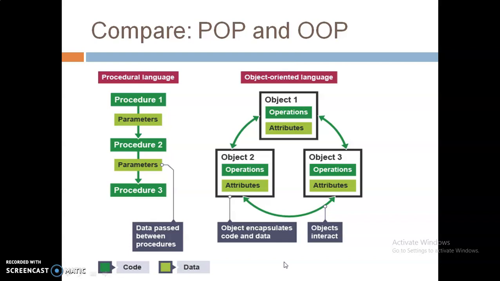So, we can say that the data is passed between procedures in this way. Here, at the right side, in object-oriented languages, we have different objects. They have their own attributes and their own operations. Attributes are considered as data and operations are considered as functions. So, whenever one object wants to communicate with another object, they interact using their operations or their functions. So, here the object encapsulates data and code. Code means function.